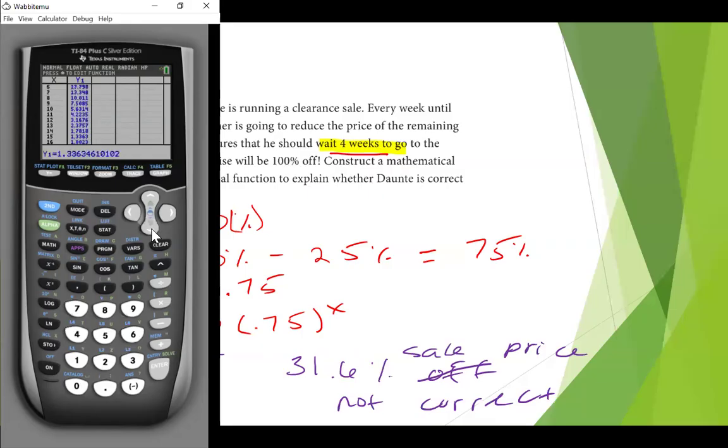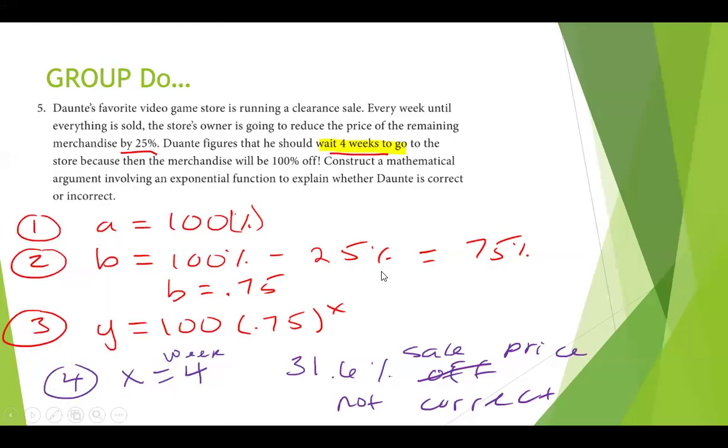Quite a while. You'd be waiting for it to be completely free. Dante would have wasted over half a year if his theory is for it to be free. Yeah, 35 weeks. By then, you should have just bought it, bro. But all right. So how you feel? Not terrible. I'll take that. I will take not terrible.